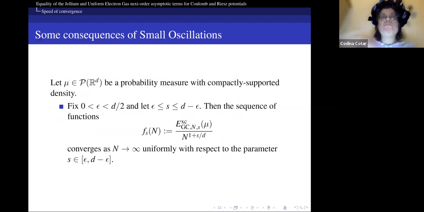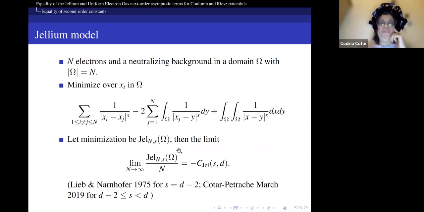But basically, as a consequence of these small oscillations you end up with some nice uniform convergence. For example, if I define Fs of n, the exchange correlation energy divided by n to 1 plus s over d, this converges uniformly with respect to the parameter s. If I have time at the end of the talk, I will come back to why this is a nice, cool result that we can use. Okay, so let me briefly move to the other two models.